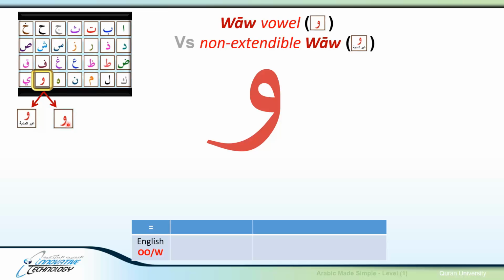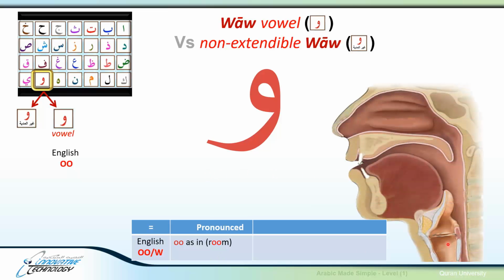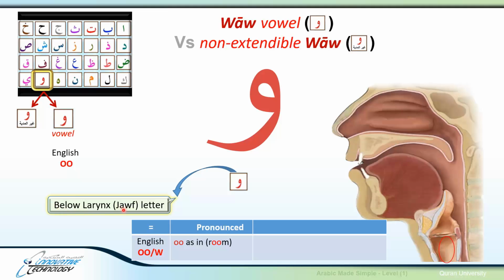Let's look at this more deeply. Start with the vowel. It's equivalent to the English oo and pronounced as in room. Oo, in room. And this is basically the vowel. This articulates from the larynx, goes out with no obstruction. And that's why we call it a jawf, which means below the larynx letter. As in the Arabic word yaqul, which means to say. The waw here is ooh, yaqul, as in room. So this is basically the vowel, the extendable waw, in Arabic called harful illah, أو الواو المادية, أو حرف المد.